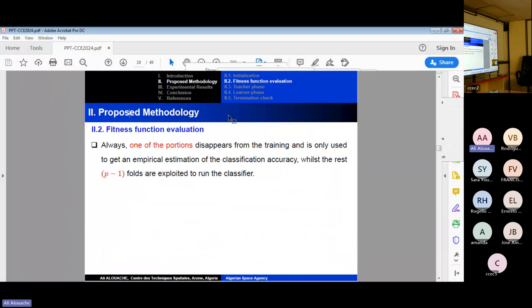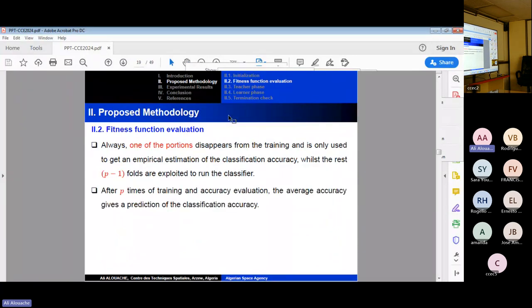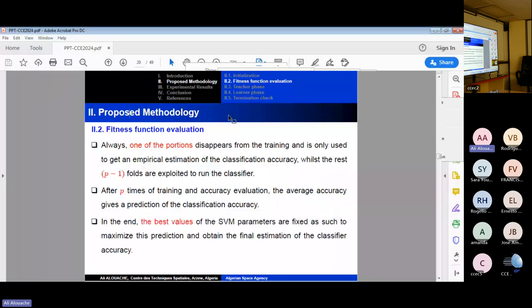Fitness function evaluation. Always, one of the portions is withheld from the training and only used to get an empirical estimation of the classification accuracy, whilst the remaining p minus one portions are used to train the classifier. After p times of training and accuracy evaluation, the average accuracy gives a prediction of the classification accuracy. In the end, the best values of the SVM parameters are fixed so as to maximize this prediction and obtain the final estimation of the classifier accuracy.